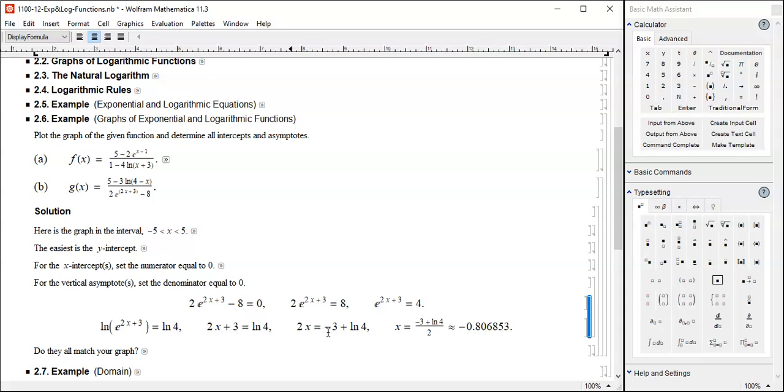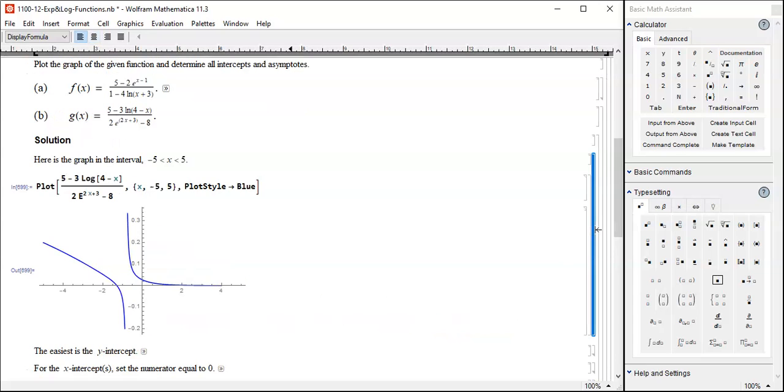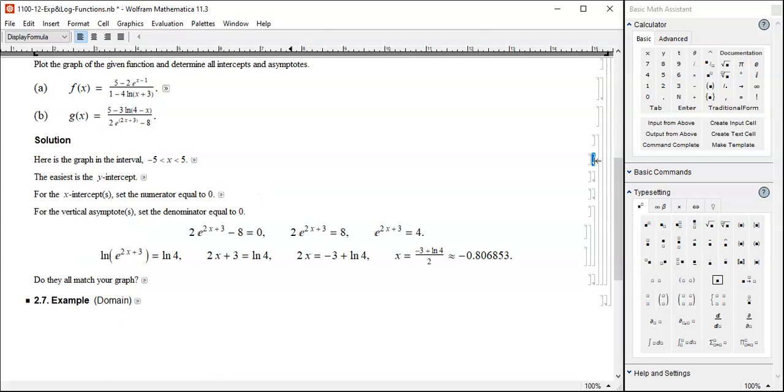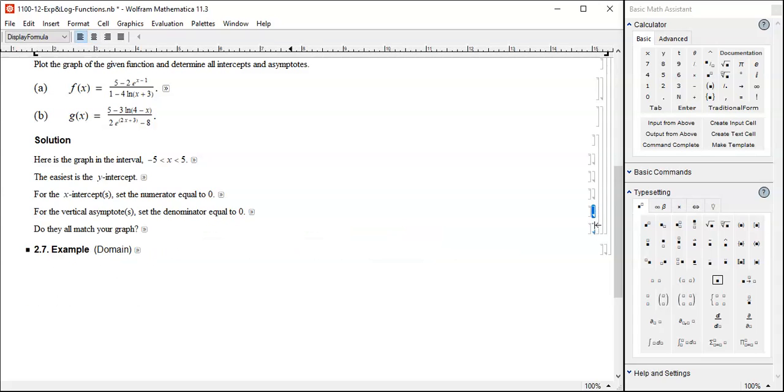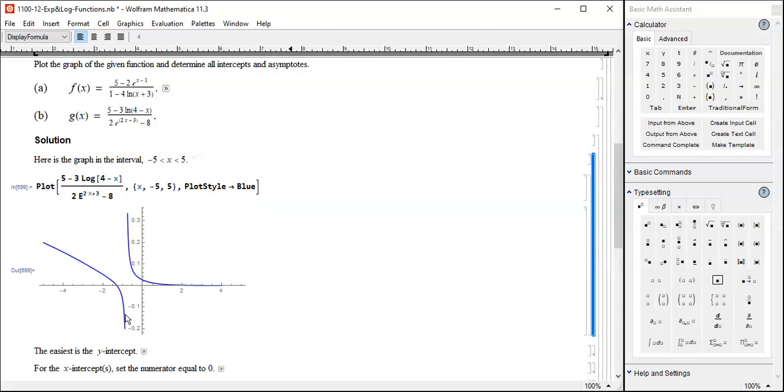Flip 3 to the other side, and then flip this 2 to the other side. We get negative 0.80 something. Let's see. Yes, it fits. So there goes the vertical asymptote. Does it fit your graph? Yeah, or 3 matched. Vertical asymptote we just found out. X-intercept, y-intercept, all those.